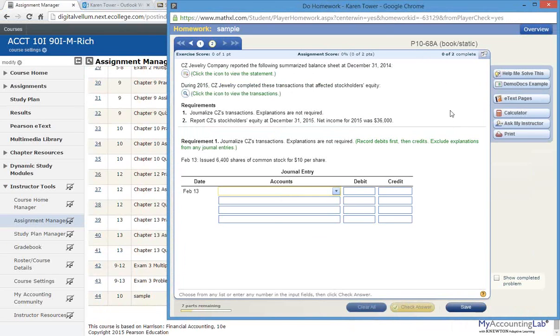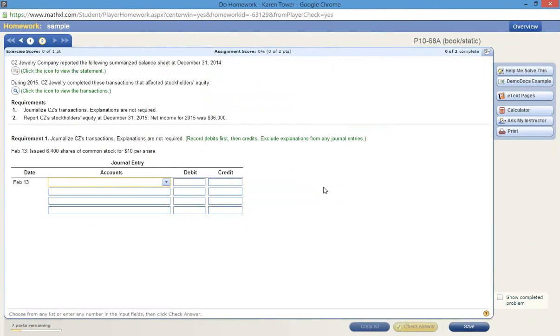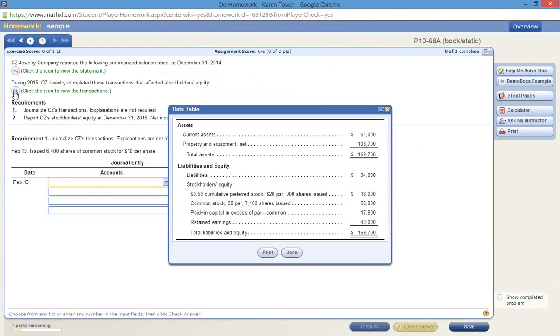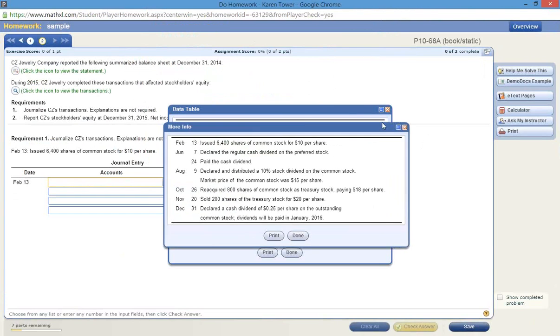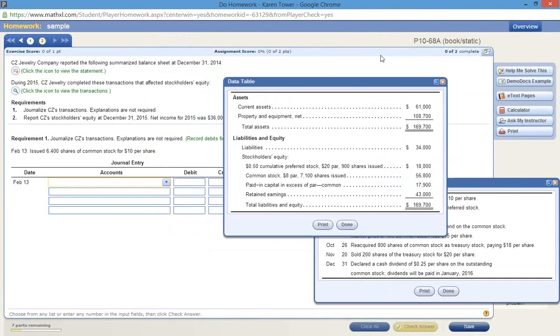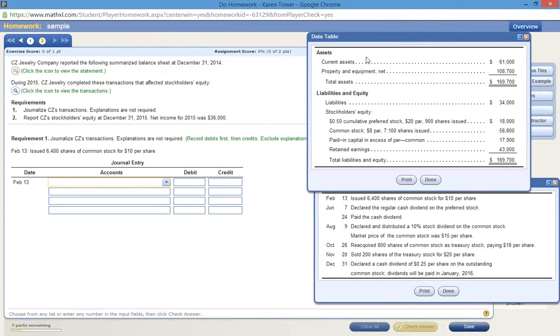So this is problem 1068 out of your textbook. I can't really make this big for you to see, but you could go to your study plan and open problem 1068A. And I just wanted to show you a little bit how you have to pay attention to both data tables here and what we need to know.